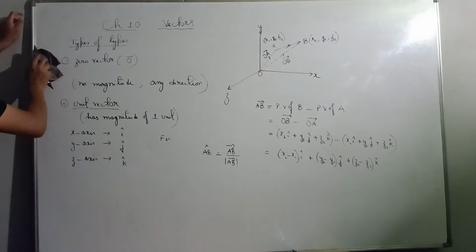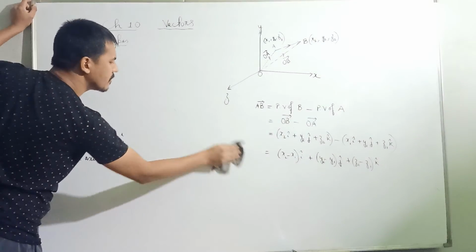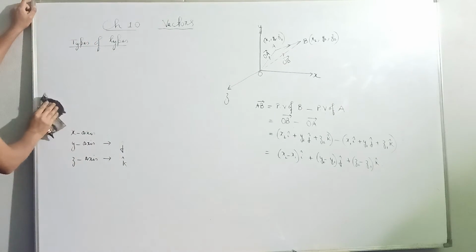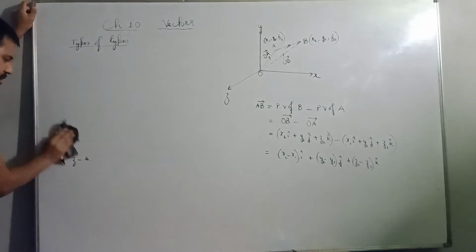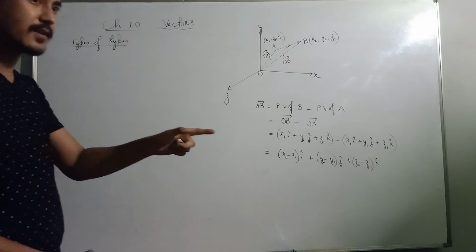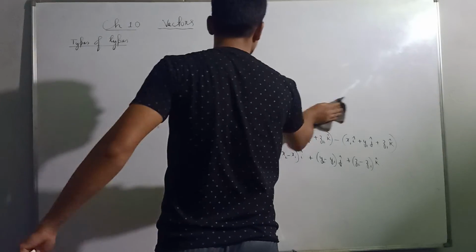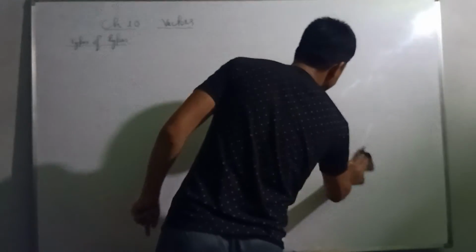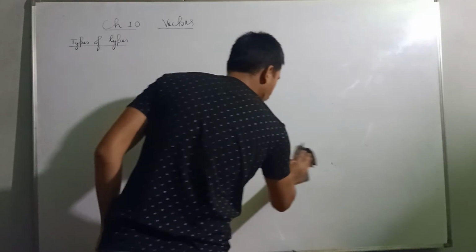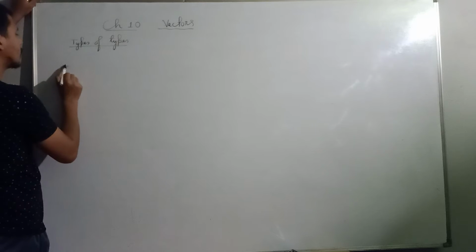Okay. The third one will be co-initial vectors. Co-initial. What is that co-initial? Initial means starting. So co-initial vectors means if two vectors have the same initial point, they cannot have the same terminal point, okay?